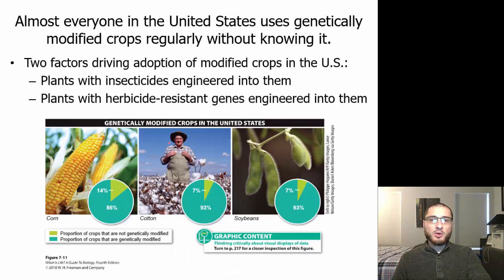Almost everyone in the United States uses genetically modified crops regularly without knowing it. There's two factors driving adoption of modified crops in the United States.